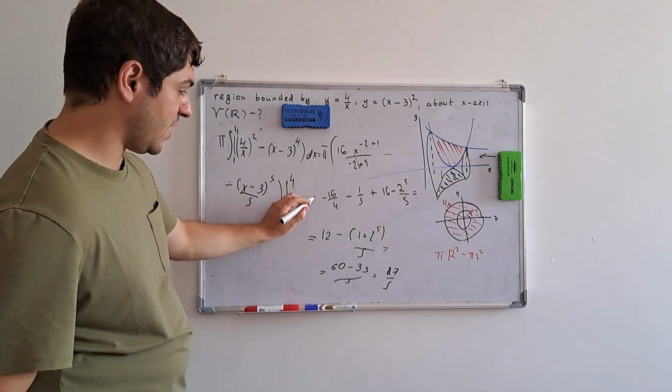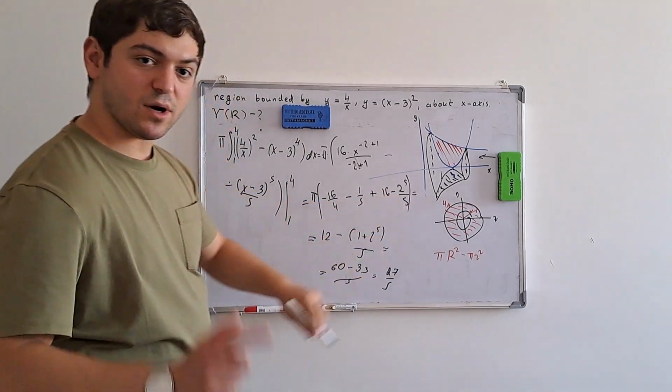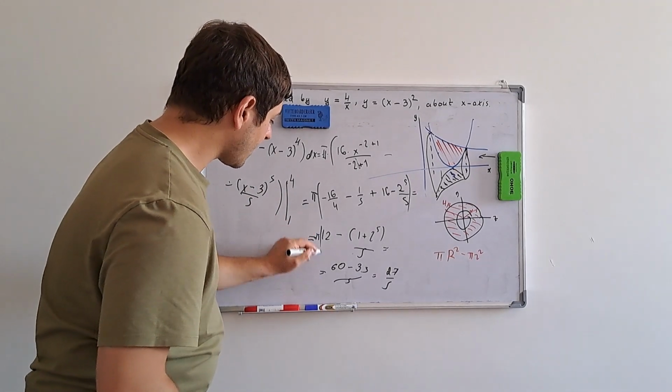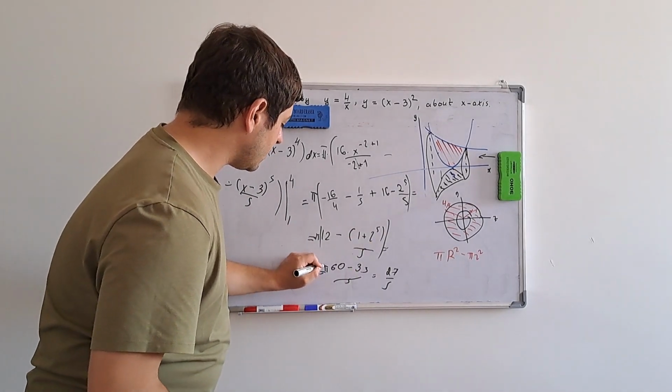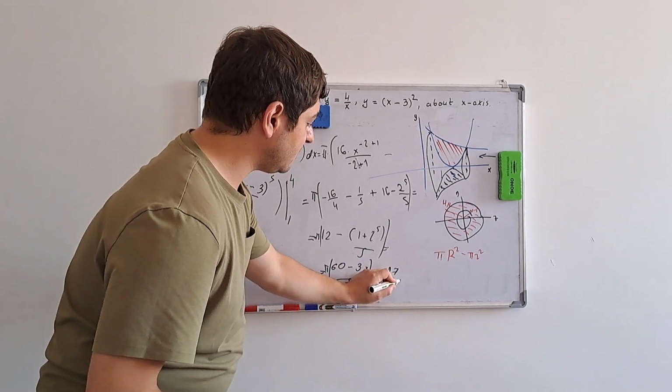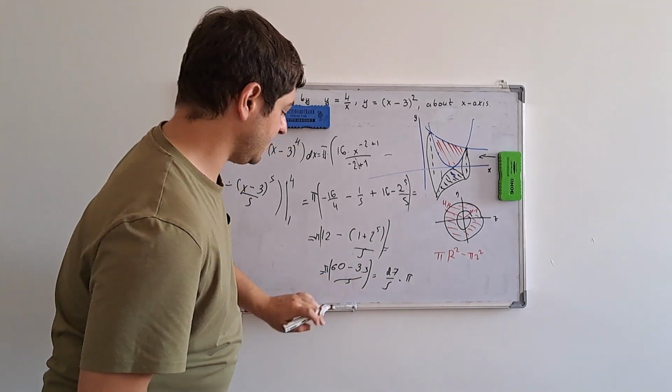Now we forgot our pi, it was here, so I'm putting it back. So in the end, we obtain 27/5 times pi.